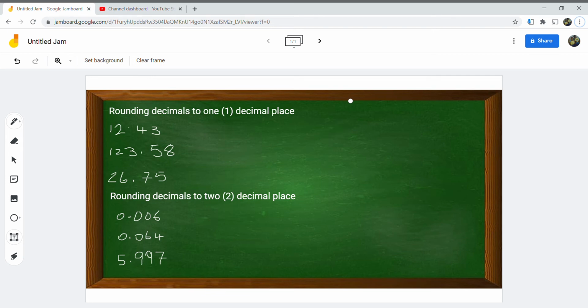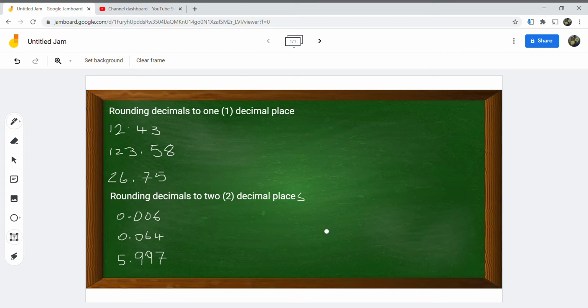Welcome back. Today we're looking at rounding decimals to one decimal place and rounding decimals to two decimal places. What we'll be looking at first is the rounding of decimals to one decimal place.